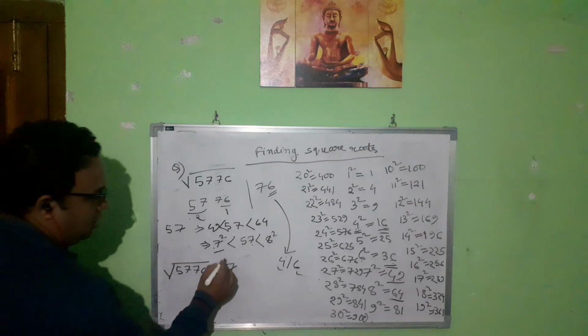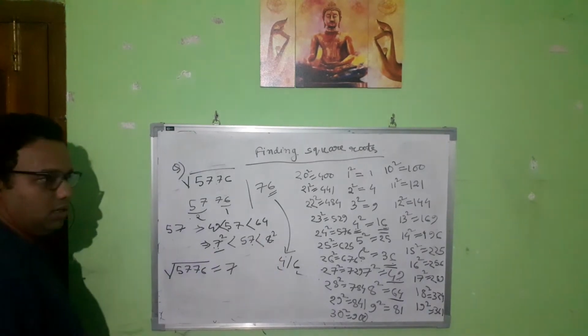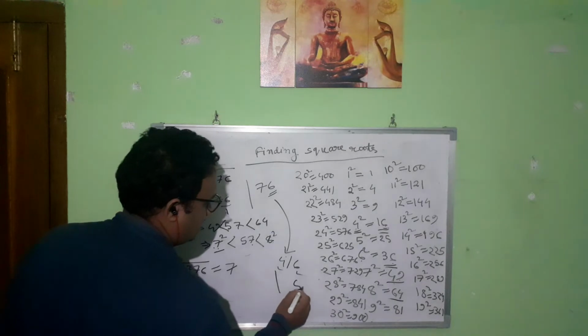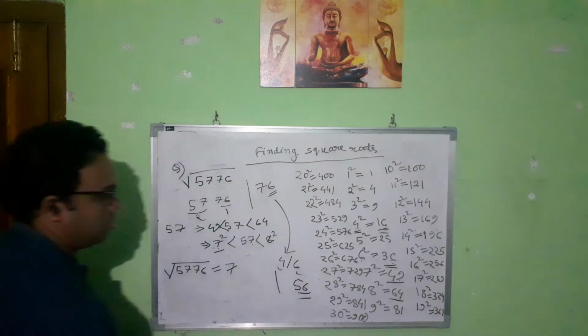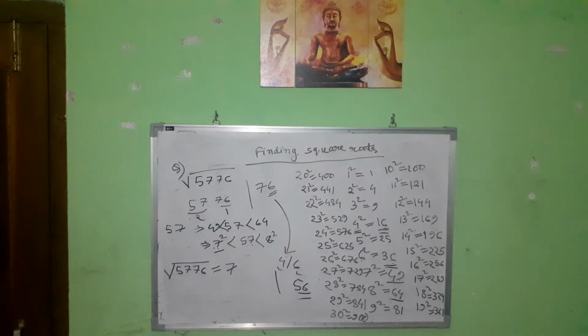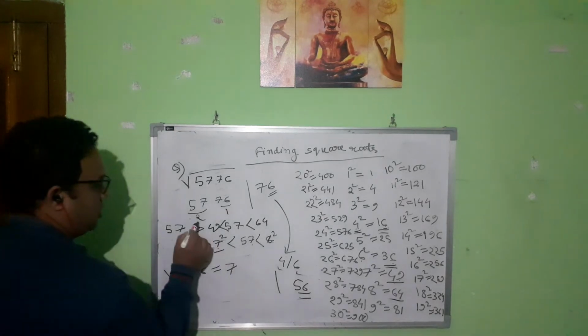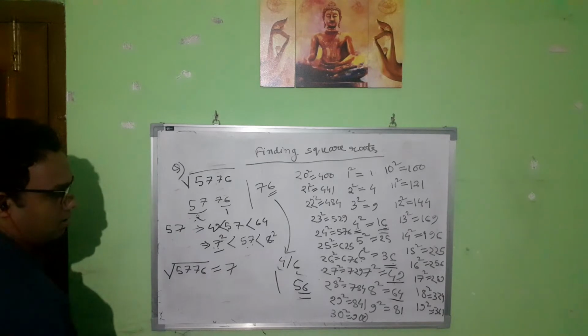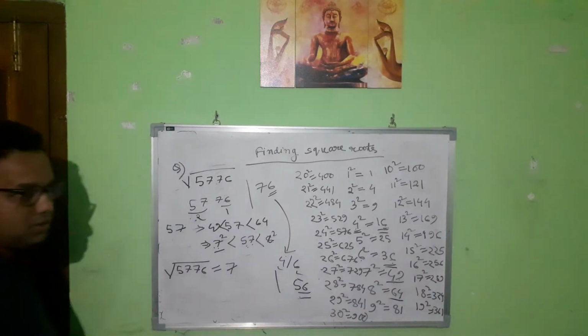So I will multiply 7 and 8. If I multiply 7 and 8, what will I get? 7 times 8 is 56. I get the number 56. Now you compare this 56 with the number that I get from the second group, that is 57. Compare 57 and 56.